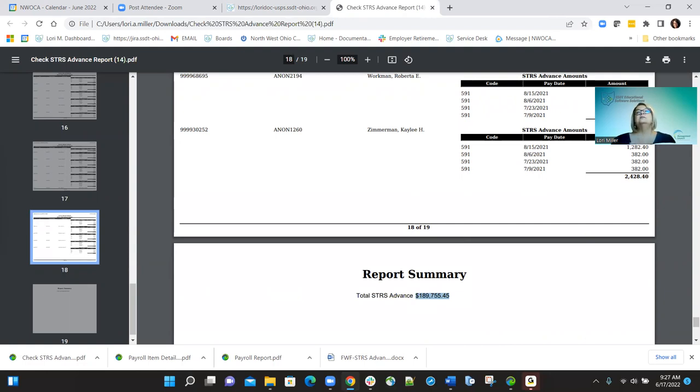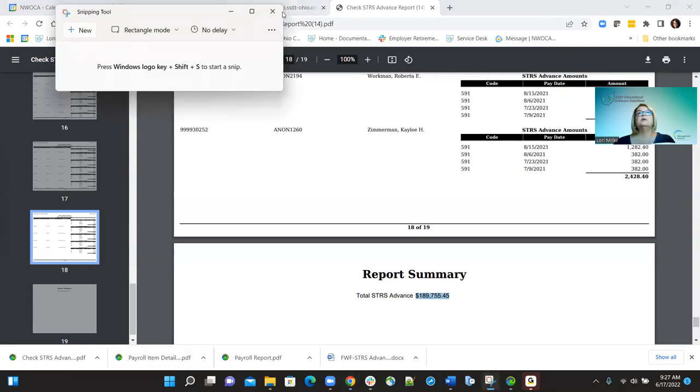Or another thing that a district could do, if they would rather, is go out to the archive reports and the payroll item detail reports from the summer. So like probably any reports from July 1st, the payroll item detail report will actually list it on that report. I'll pull this up and show you.